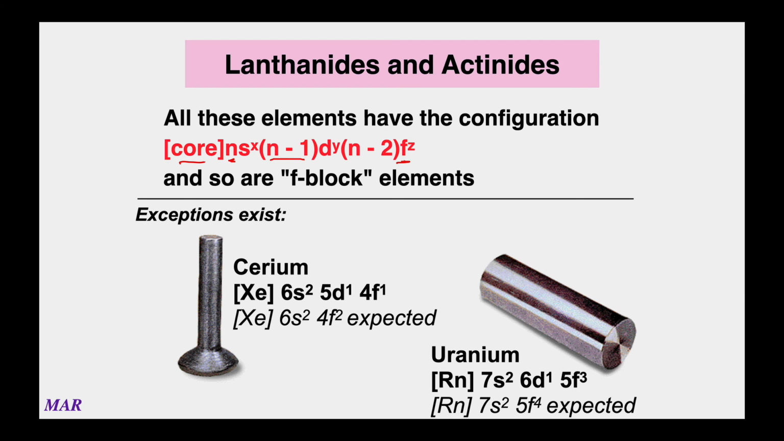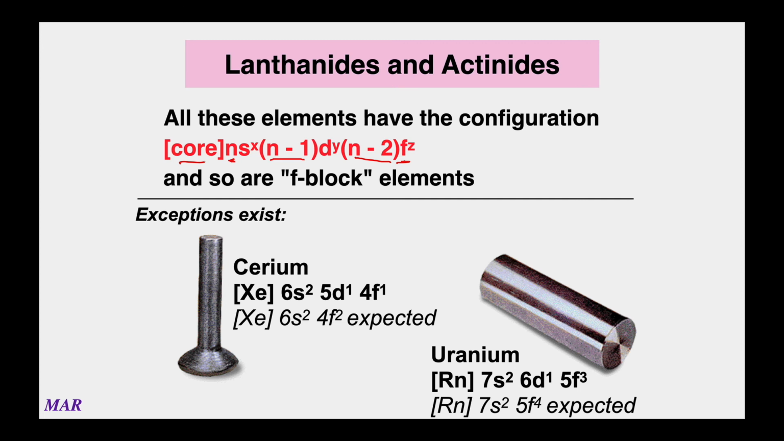Well, with lanthanides and actinides, you do the same kind of thing, but it's N minus 2. So if the period number was, say, 6, you would go 6 minus 2 to see that it was a 4f element you were filling in. There's 4fs for lanthanides and 5fs for actinides.